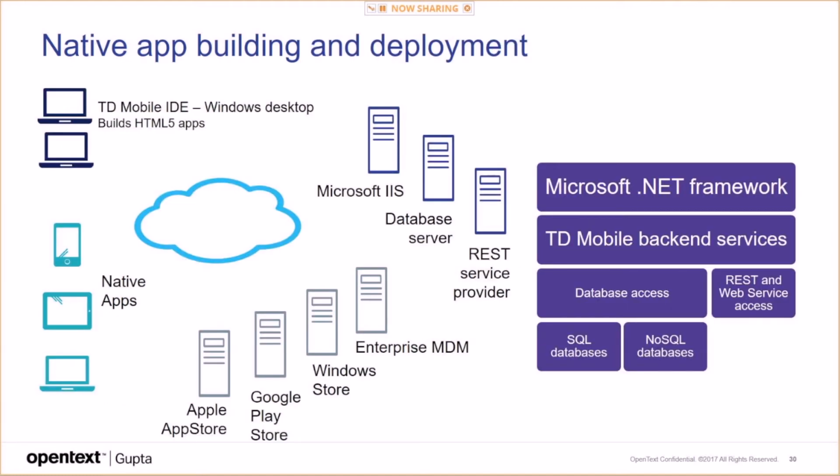So the difference in native apps is you still have TD Mobile, you still have IIS and the databases and the services, but you also have the app stores where the users can grab applications and install the native application on these devices. So it can be from an app store, or it can be force installed from enterprise mobile device management. So you all have the same, I don't know, OpenText or your own applications installed on your mobile device.